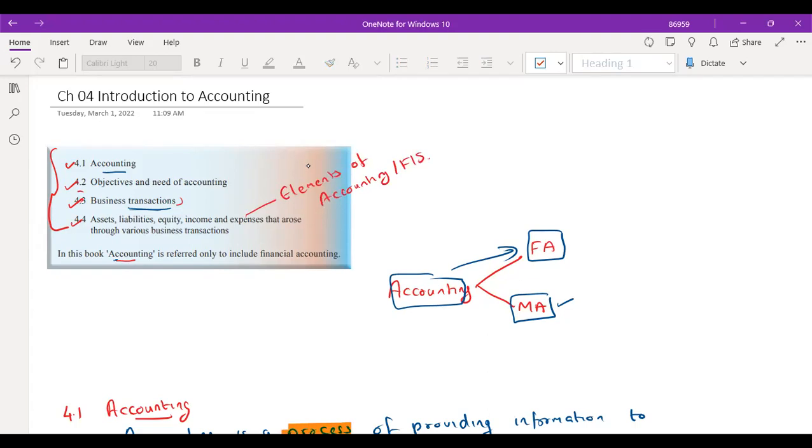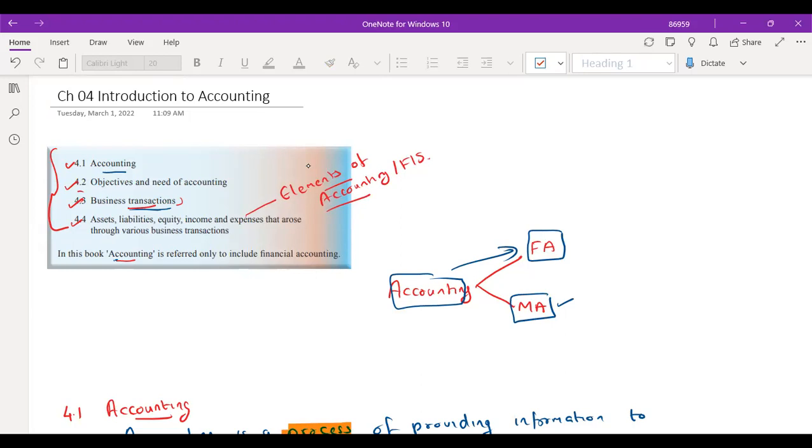Based on these transactions which we discuss in 4.3, based on any business transactions, there could be any of these elements that could arise. And those are called elements of accounting: assets, liabilities, equity, income, and expense. These are the basics to accounting.